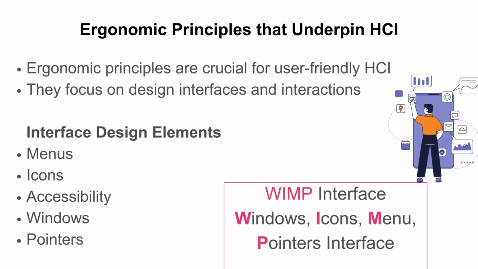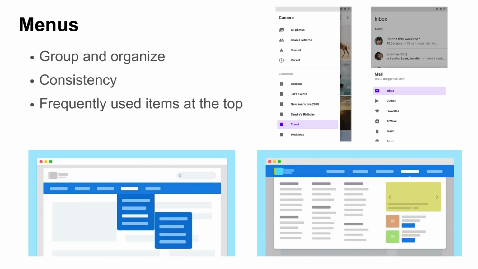Interface design elements are crucial players of the ergonomic principles of HCI. These elements are menus, icons, accessibility, windows, pointers. There's a term used for interfaces combining these elements, and it's called WIMP interfaces, and WIMP stands for windows, icons, menus, and pointers. We will discuss each of these elements in the next few screens. So, first up, the menus element.